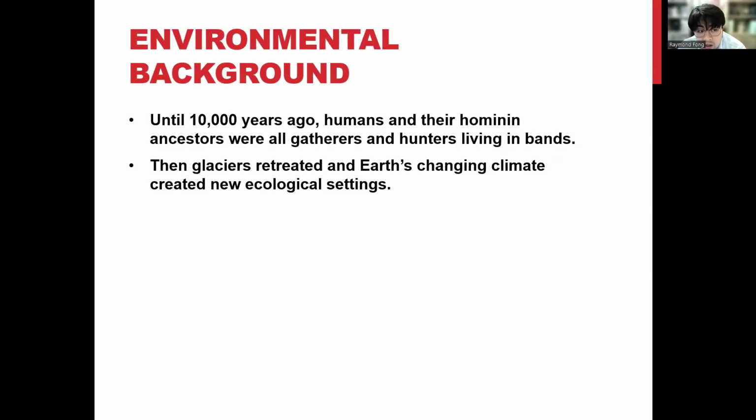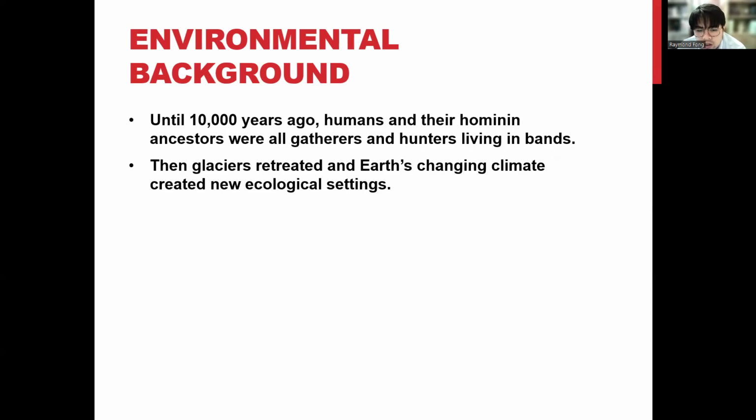Okay. So some quick environmental background. Until about 10,000 years ago, humans and their hominid ancestors were all gatherers and hunters living in bands. As we know, bands are the smallest society of humans that live together. It's about 50 people. Again, these are just general categories, so keep that in mind.